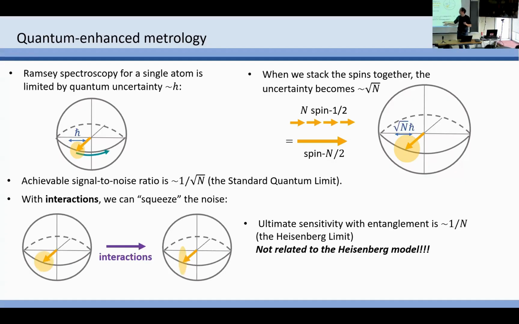Now, if you have interactions, what you can do is, for example, squeeze the noise, reducing the variance along the axis I want to measure at the price of increasing it in some other direction. For that, you can show the ultimate possible sensitivity will instead be 1 over n. Entanglement is used. This is the Heisenberg limit.